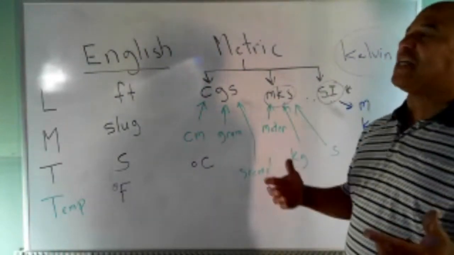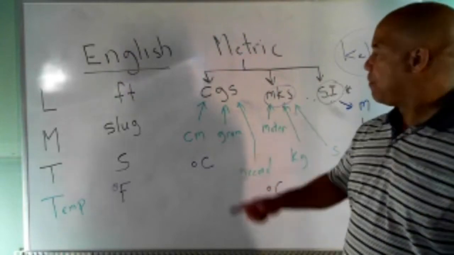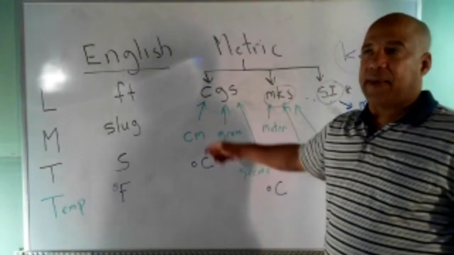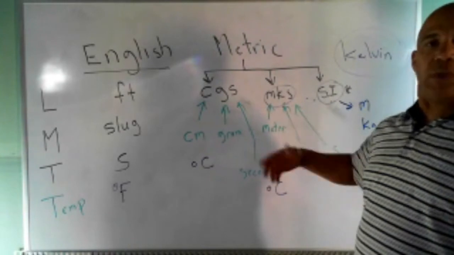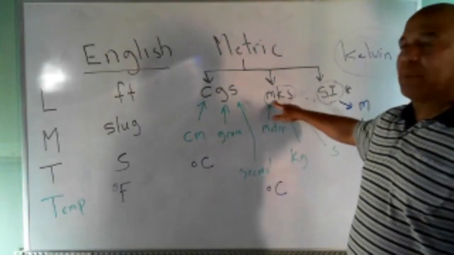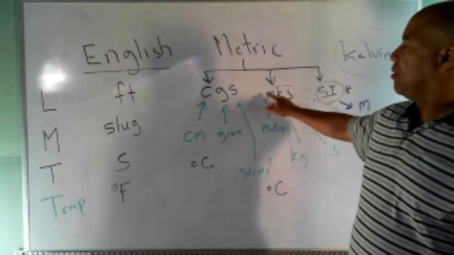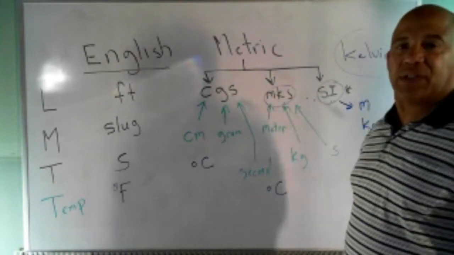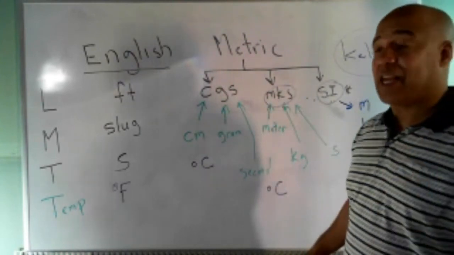If the thing I'm measuring is really, really small, you probably want to use centimeters. If the thing I'm measuring is really, really big, we want to use meters or maybe even kilometers. So that's why we have these two different systems. The other thing about units is this.